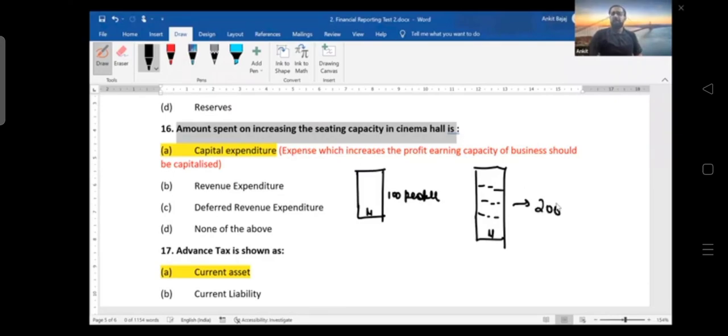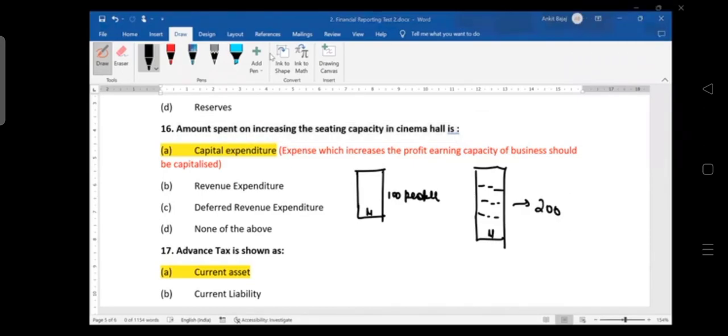So what is the reason why you are increasing the sitting capacity? Because there is a demand of your theater in the market, right? More and more people are coming to theater to watch your movie, right? So obviously it is increasing your revenue, it is increasing your future economic benefit, and obviously you are increasing the chairs. If you are increasing the size of cinema, it will be considered as a कैपिटल एक्सपेंडिचर. बिल्डिंग और कंस्ट्रक्ट कराओगे, चेयर्स और बाय करोगे, सो कैपिटल एक्सपेंडिचर है.